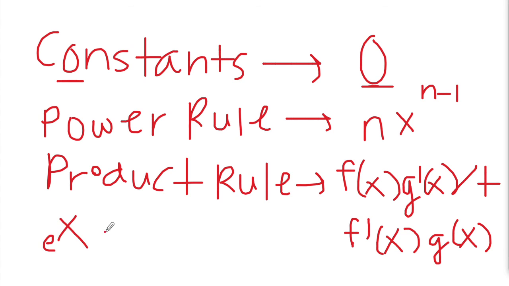Now e to the x is just e to the x, which means first you keep it the same as it is, then you multiply it by x prime. And as I talked about, e to the x is e to the x unless the power changes, like if it's e to the 2x or e to the 3x. And let's say it had 3e to the x, the coefficient still stays the same, so it's 3e to the x.